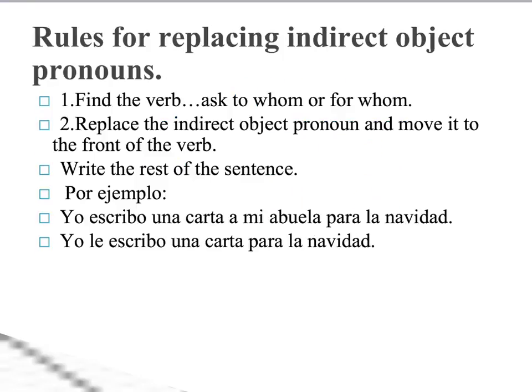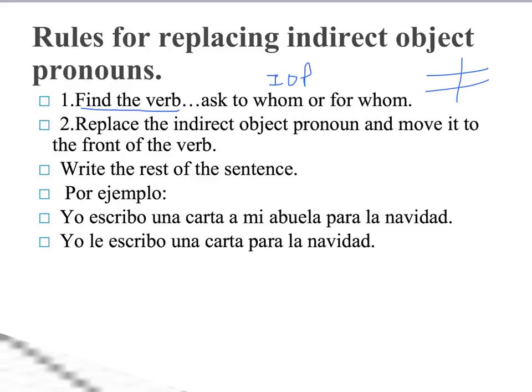When we replace an indirect object pronoun, first you have to find the verb, and then you ask to whom or for whom, and that's what gets you to your IOP. Once you find the IOP, then you have to go back to the chart that we just made, and you have to decide which one of those 6 forms you are using. Then you have to write in the rest of the sentence.